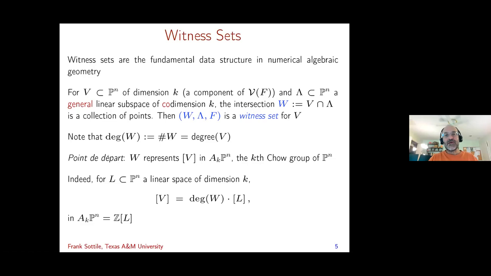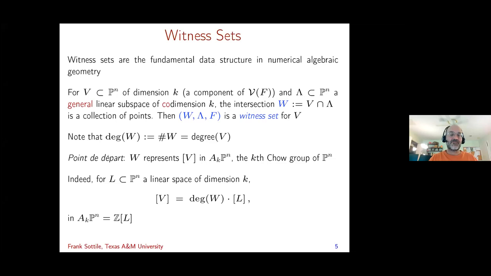And since it's general, that intersection by Bertini is transverse and is a finite set of points. Then we call this triple, the set W, the linear space lambda, and the polynomials F, we call this a witness set for V. And this is the data structure that allows us to study V using methods from numerical analysis. Now, observe that the degree of this set W, it's really just the number of points in it, since that's a transverse intersection, is the degree of V as a subvariety of P^n.